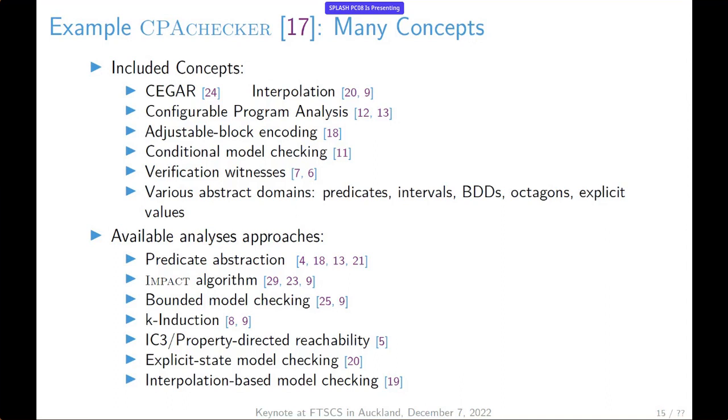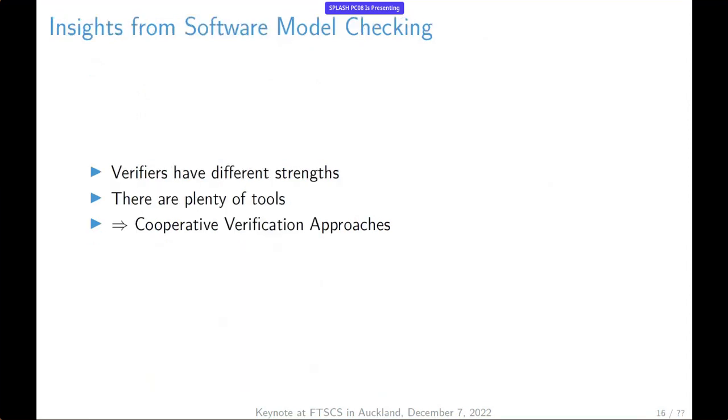And it's about how to combine different techniques to get the maximal power out of it, right? So we have verifiers with different strengths. There are plenty of such tools. Now, what can we do? And my proposal is to try to investigate cooperative approaches for verification.